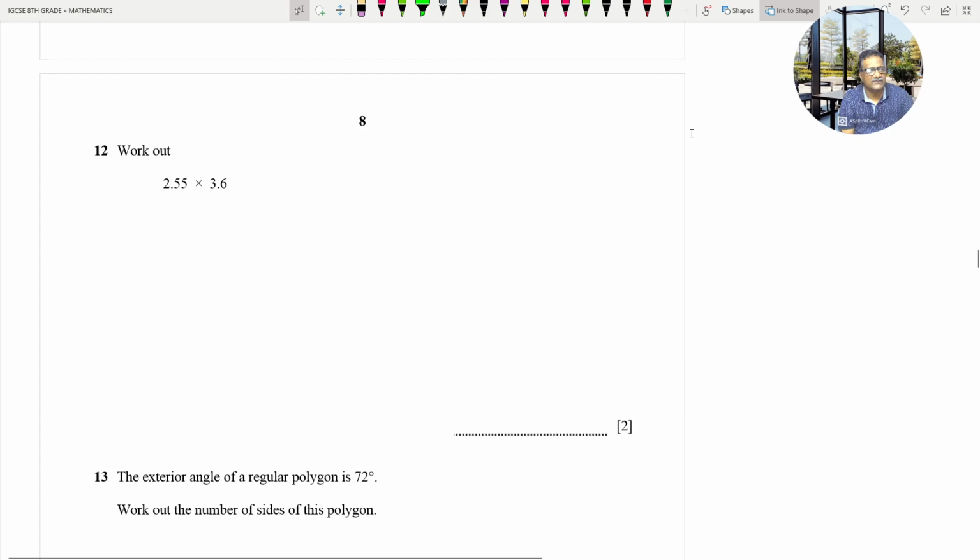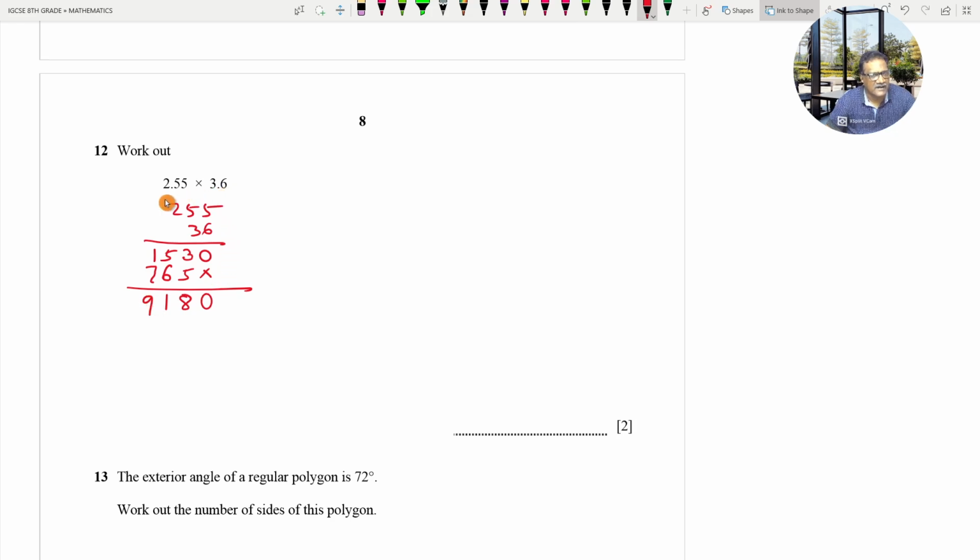Now question number 12 is work out 2.55 into 3.6. Since you are not supposed to use a calculator in this paper, you just ignore the decimal point and multiply the two numbers, 255 and 36. So 6 5s are 30, 0, 3 carried. 6 5s are 30 plus 3, 33. So 3 carried again. 6 2s are 12 plus 3 is 15. Then 3 5s are 15, 5, 1 carried, and 3 3s are 9 plus 1, 10... 3 2s are 6 plus 1, 7. So this is 0, this is 8, this is 6 plus 5, 11, 1 carried, 7, 8, 9.